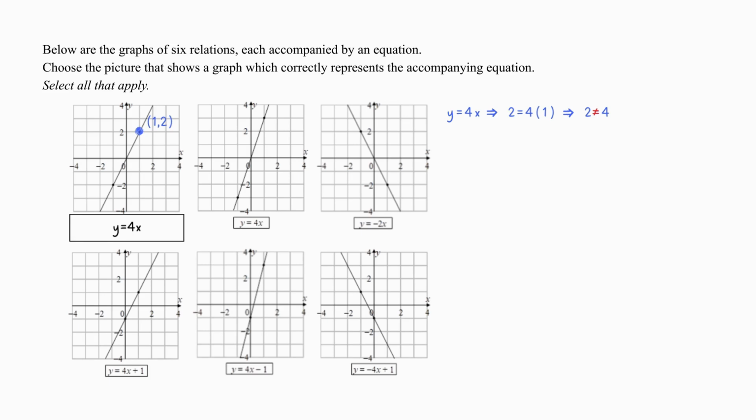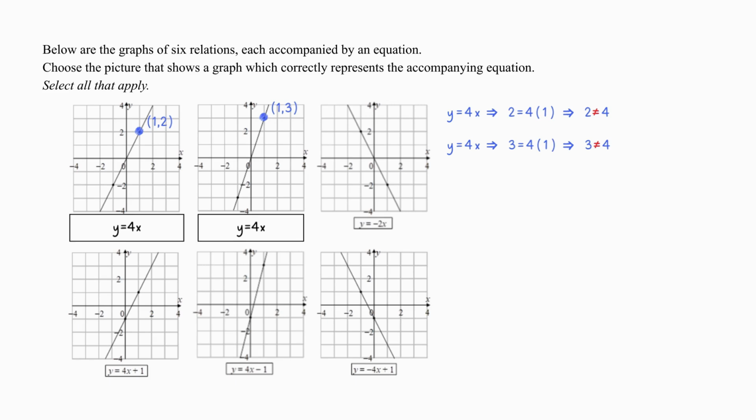The function of the line is y equals 4x. Let's pick a point to test, 1, 3. Replace the y with 3 and the x with 1. 3 is equal to 4 times 1. 3 is equal to 4. Again, 3 is not equal to 4. Therefore, this function also doesn't belong to this graph.